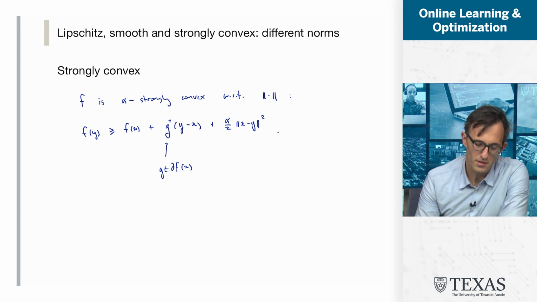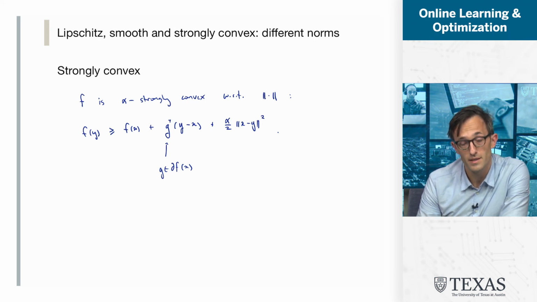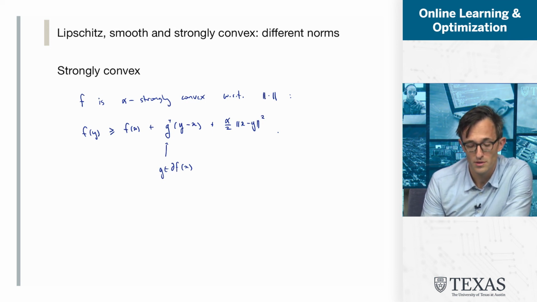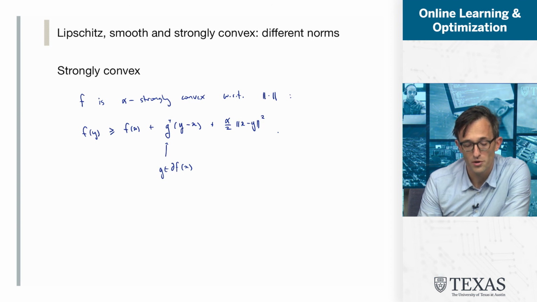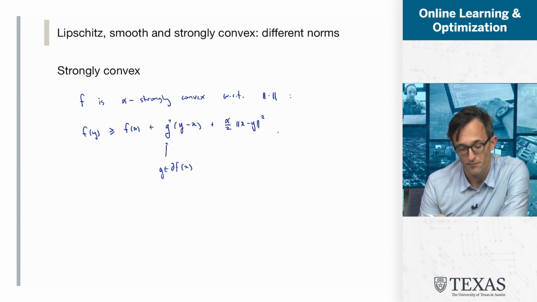So we're going to use these properties. In particular, we're going to use strong convexity, and we're going to use Lipschitzness in order to give the statement and then the proof of mirror descent. So we're going to stop here and pick this up in the next lecture.